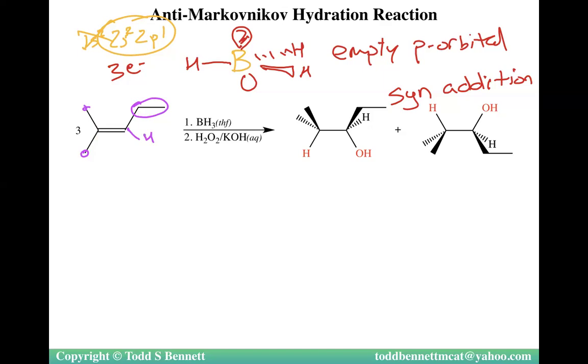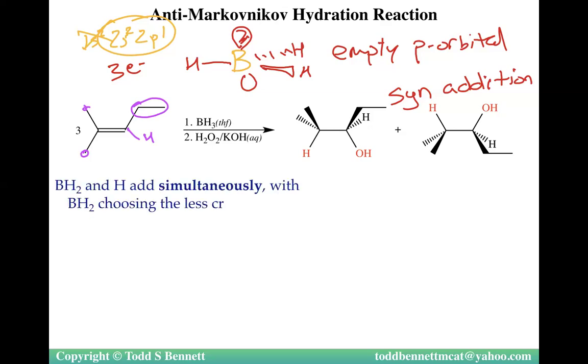But the key thing, the OH is actually going on the less hindered carbon this time. So H is going to the one with less H's. No H's here, one H here. The H I've added is going to the side with no H's. So it's anti-Markovnikov in terms of regioselectivity and syn addition in terms of stereochemistry, stereoselectivity. So because they add simultaneously, the BH2 that remains will go on one side, the H will go on the other.